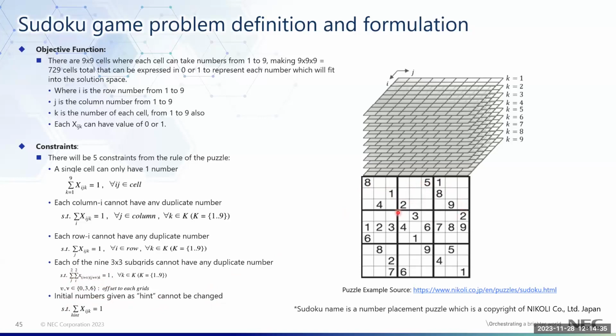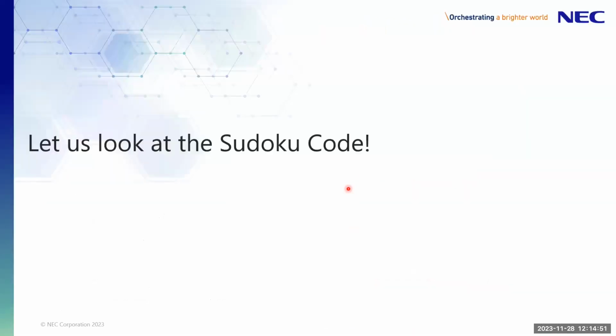Like we don't want the annealer to replace this 8 by something else and eventually cause confusion. So this is a fifth and one of the most important constraints, that the hints have to be treated as hints and not to be replaced. Okay, let's go back to the prompt and look at the Sudoku code.